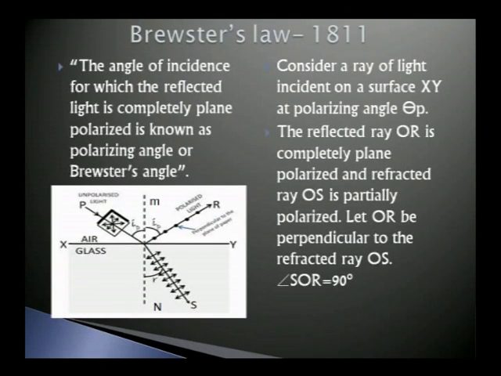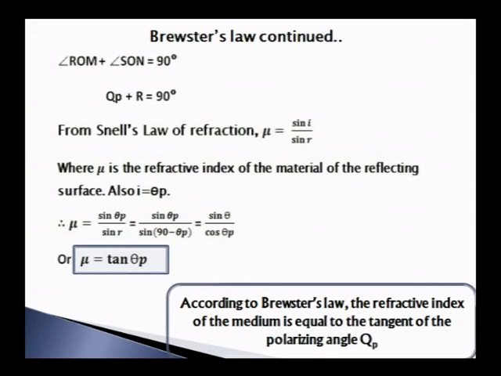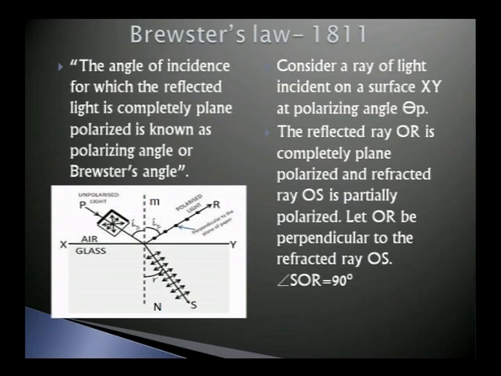So what does this Brewster's law say? The law says that the refractive index of the media is equal to the tangent of the polarizing angle. So this is what Brewster's law says: the refractive index of the media is equal to the tangent of the polarizing angle, and this can be proved geometrically if you imagine this.